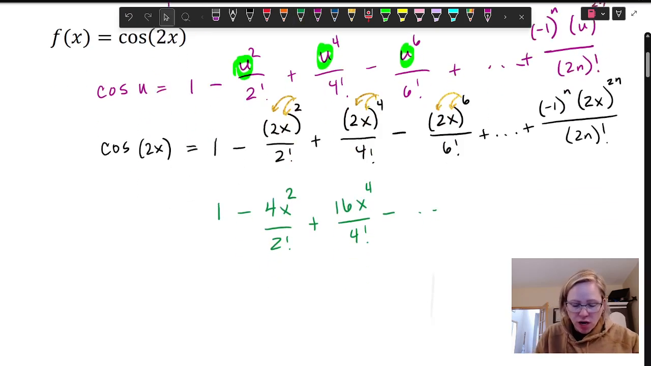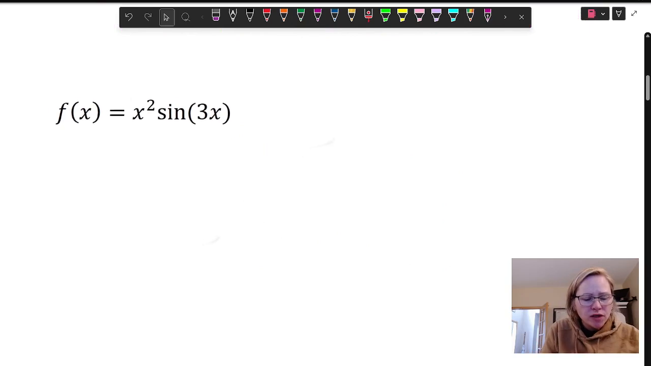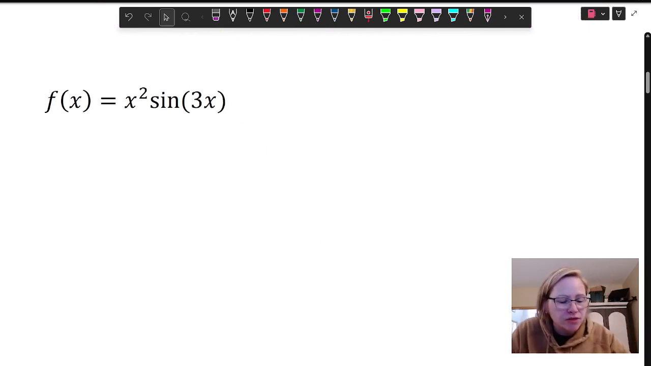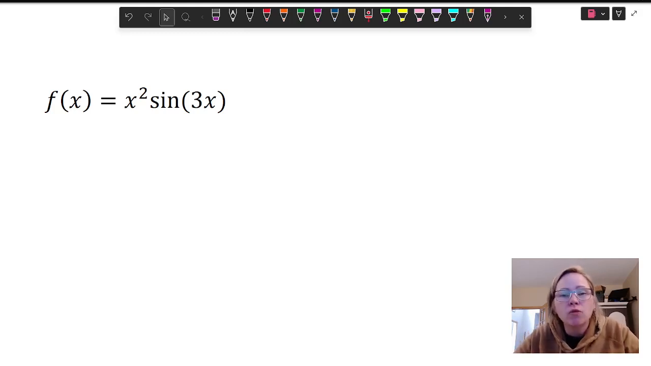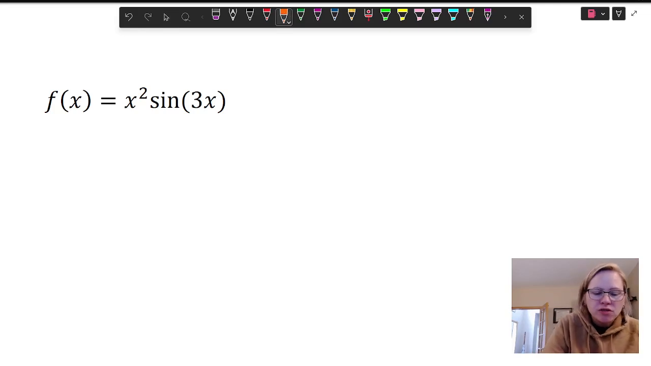So let's keep going. Let's talk about some more compositions. What if I wanted to write this Maclaurin series? Now, I'm going to look at this and I'm going to say, okay, which piece of this function does it appear that I know? And I see a sine.